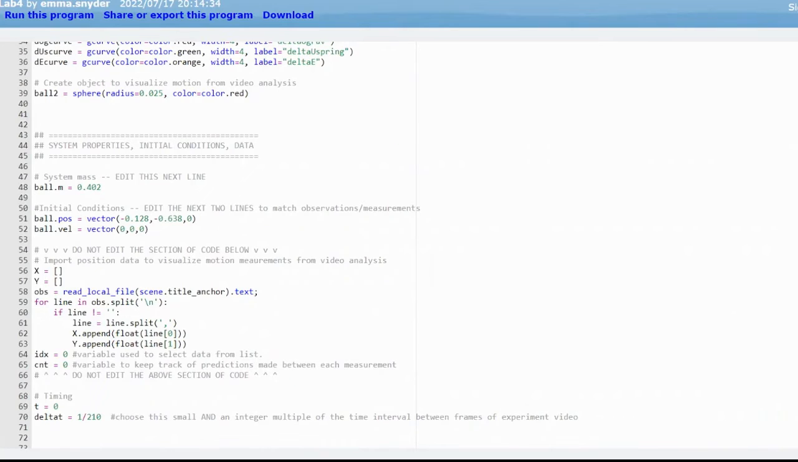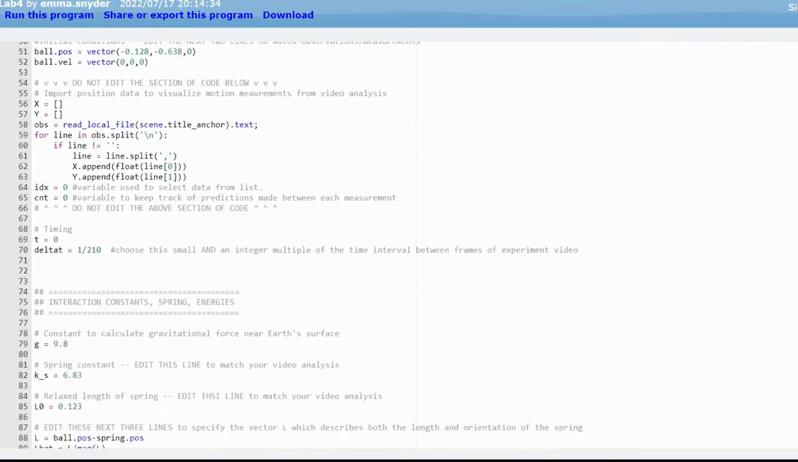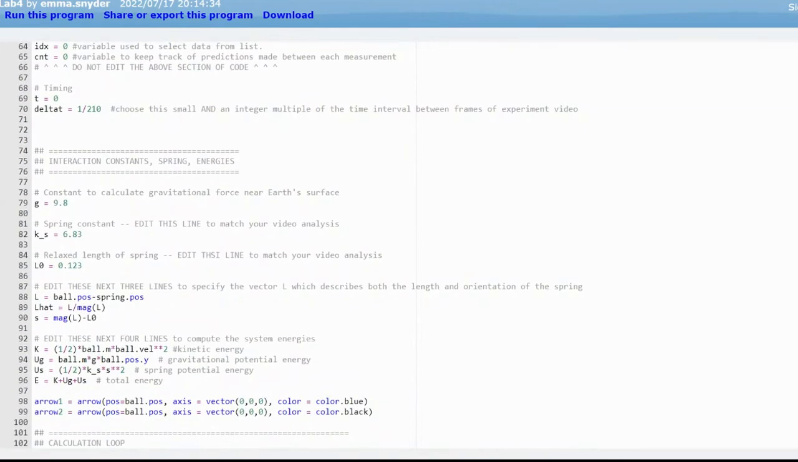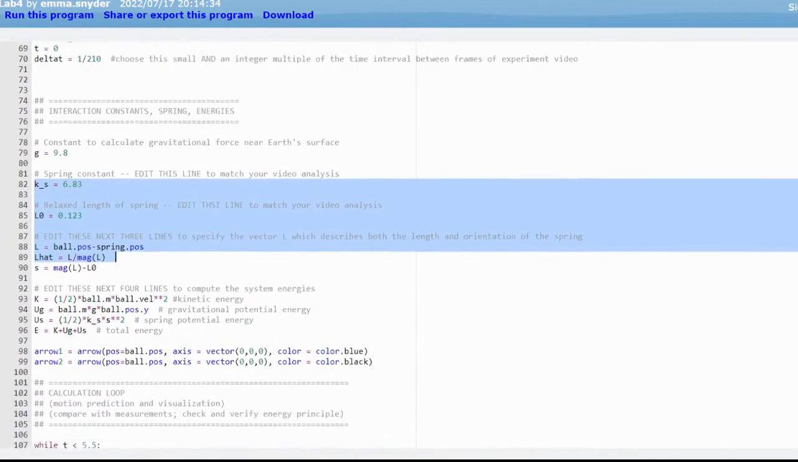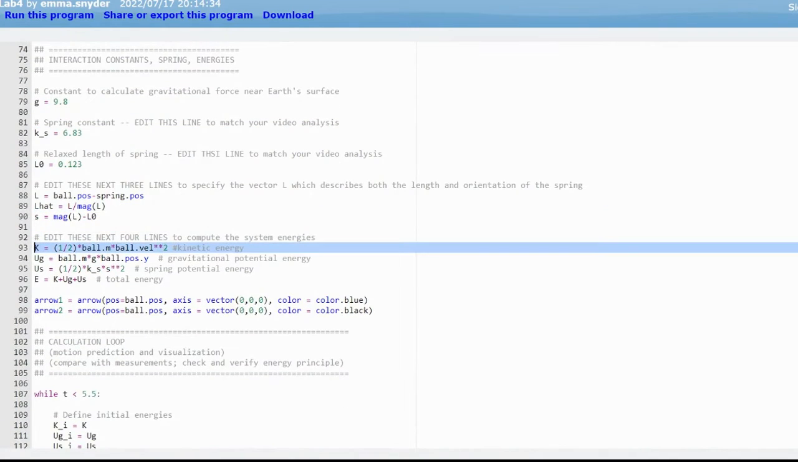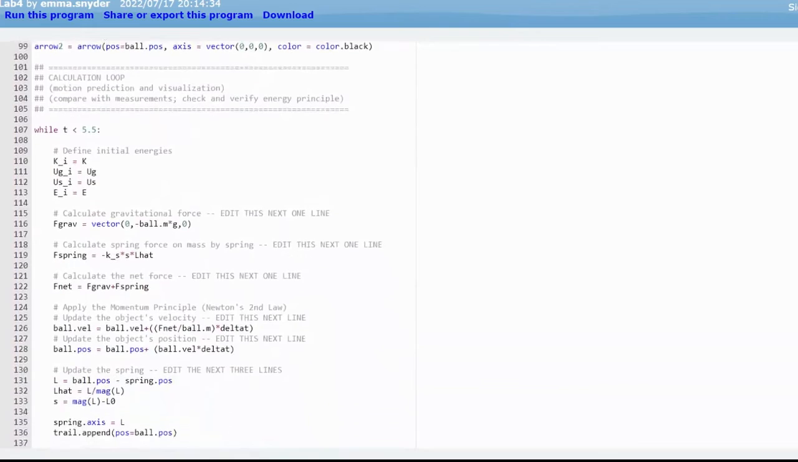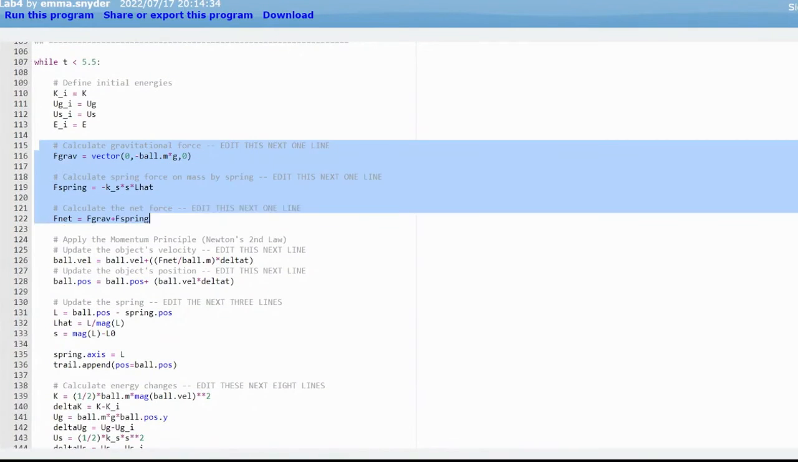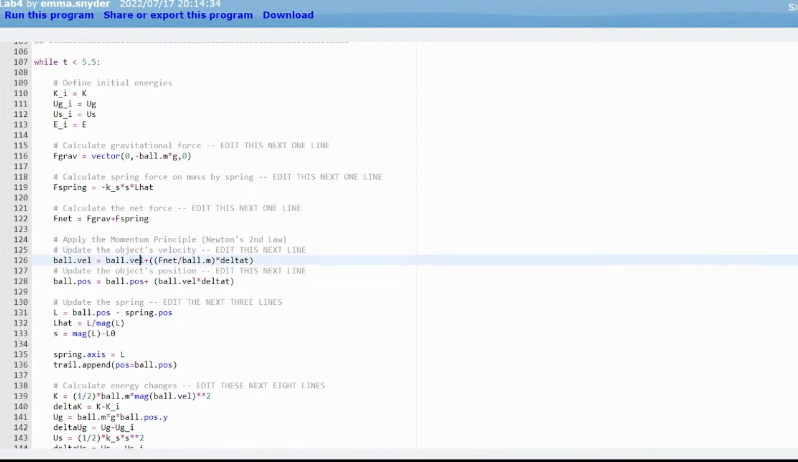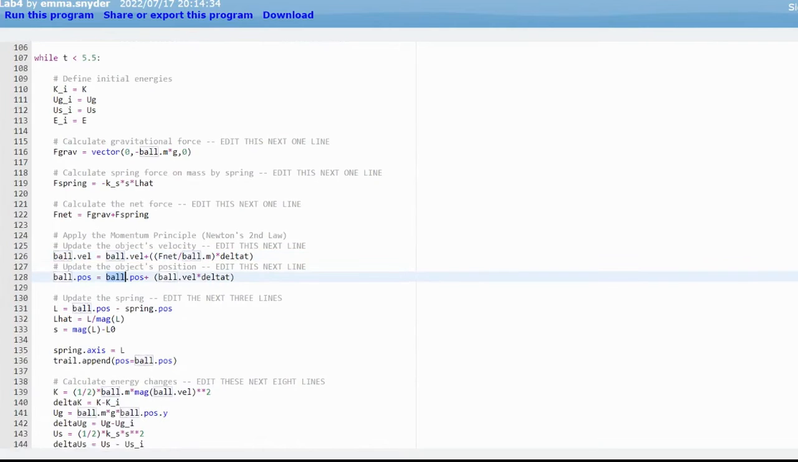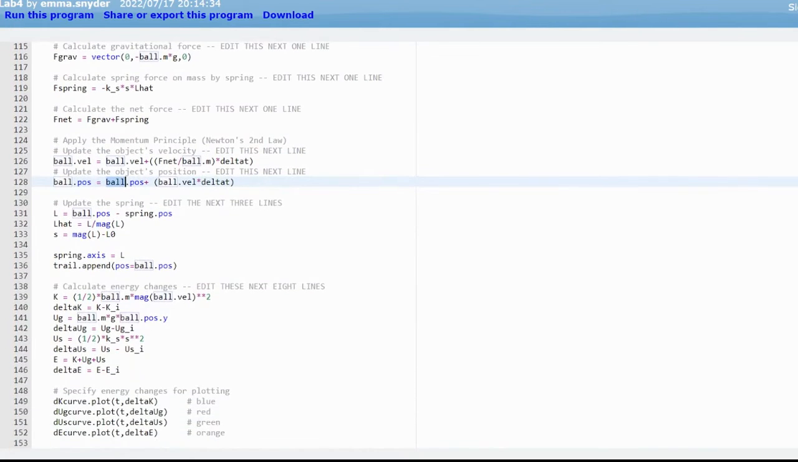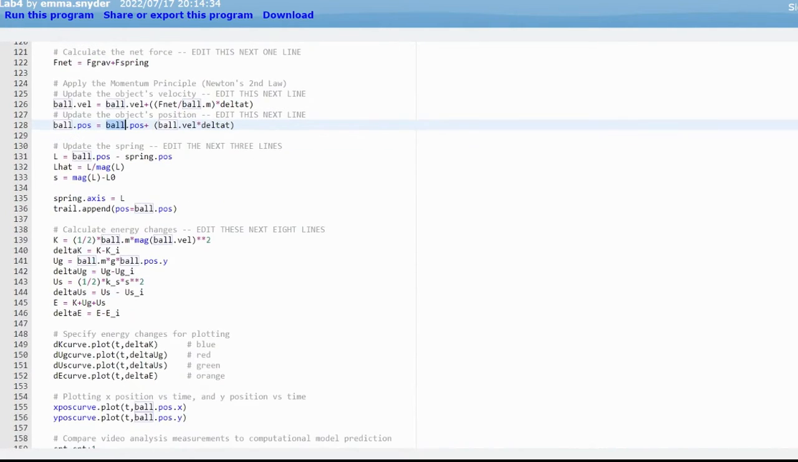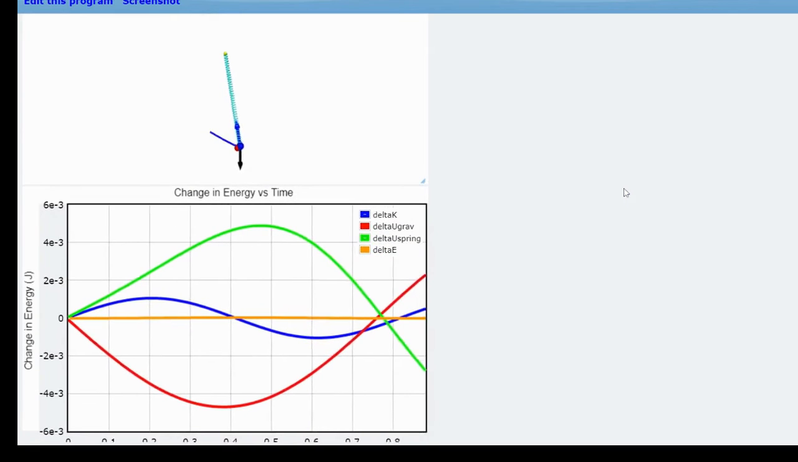So this is the code that was used for the model and for analyzing the actual experimental data. We can see here that this is the mass, position, and velocity all being established, and delta T being established. Down here, all of the conditions of the spring are being established, and this is the initial energy section, these 4 lines. And then down here, you can see the different forces being calculated, and then the velocity and position update formulas being used. And then down here, we also found all of the energies all over again and the changes in them.